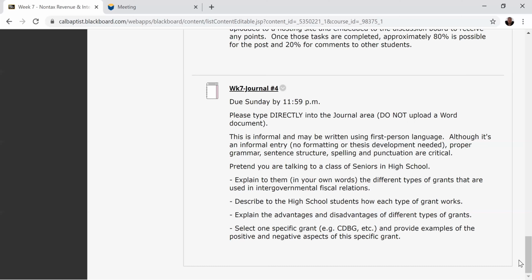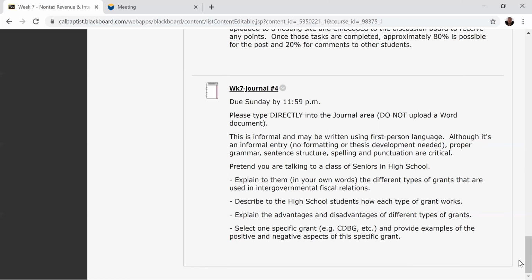Describe to the high school students how each type of grant works. Explain the advantages and disadvantages of the different types of grants. And then finally, select one specific grant that you know of, that you are familiar with, and provide examples of the positive and negative aspects of that specific grant. So for this journal entry, you're going to have those 4 items that you'll be addressing.